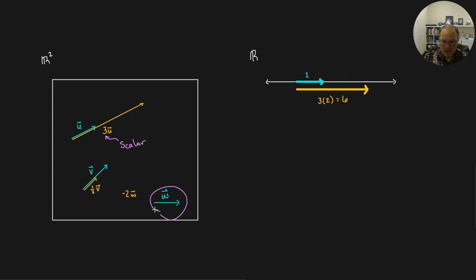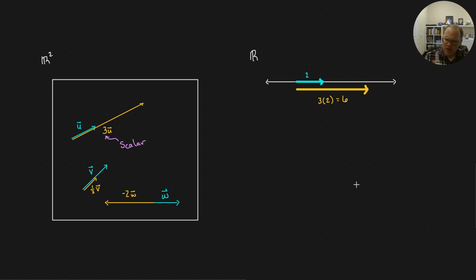The same thing happens here. If I multiply by a negative, the length changes as normal, but the negative flips the direction. And so now I'm 2 times as long as I was before, and because of the negative, I'm facing the opposite direction. Okay? That's how scalar multiplication works. It scales the vectors.